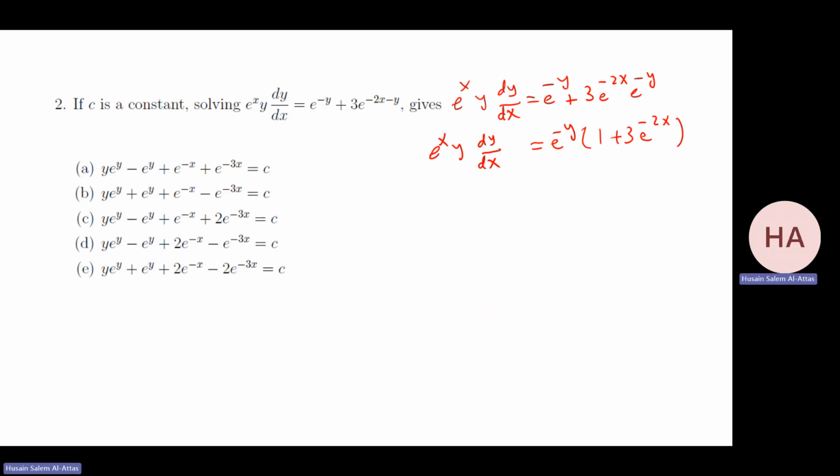So multiply by e to the power y. I have y e to the power y dy on one side. And this, take it to the other side with this one. So I have e to the minus x, 1 plus 3 e to the minus 2x dx. Yes, so it's very clear that it is separable.